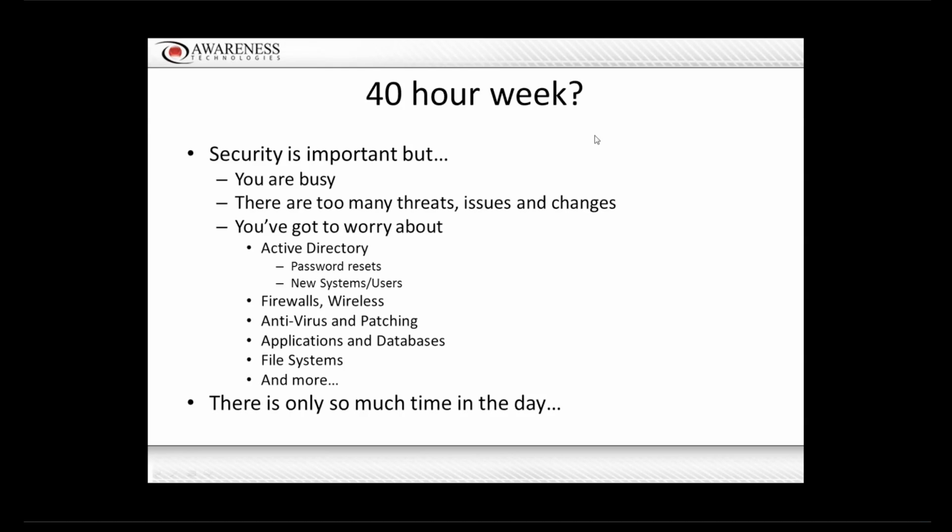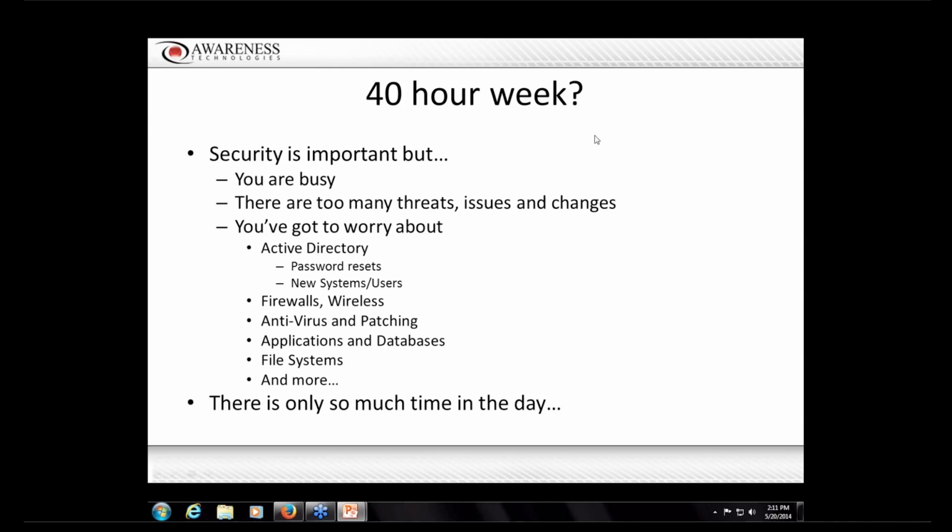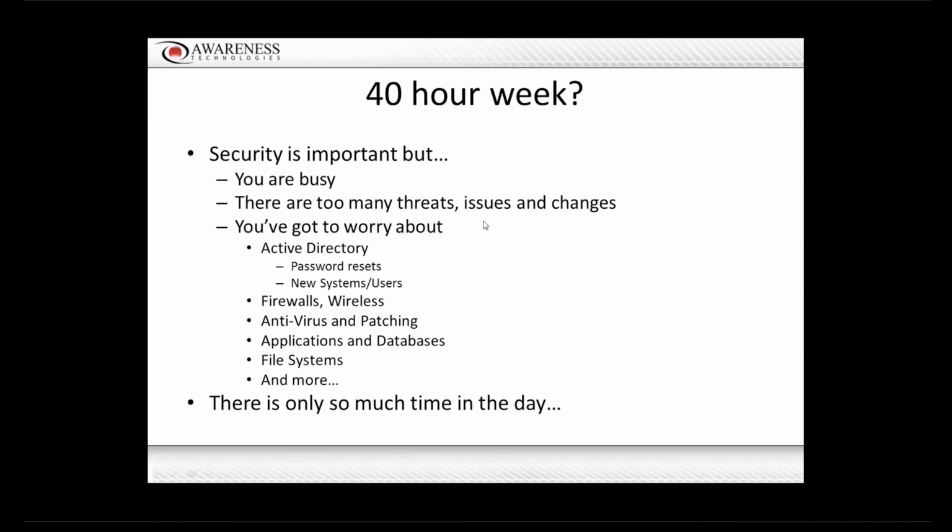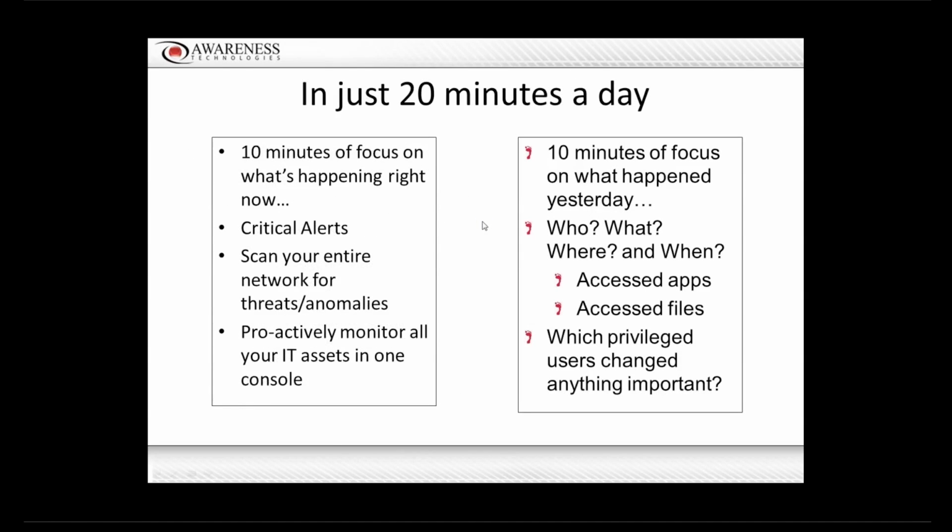There are so many threats, so many issues, so many changes. And there's not only one thing we have to worry about in a typical environment: Active Directory, firewalls, as Kristen mentioned, different types of network devices, wireless, antivirus, patching, and file systems, of course, which is where a lot of the crown jewels are stored. In the meantime, we're trying to have the semblance of a life. So the question becomes, how do you get the early warning system? How do you get this all under control in a relatively short period of time?